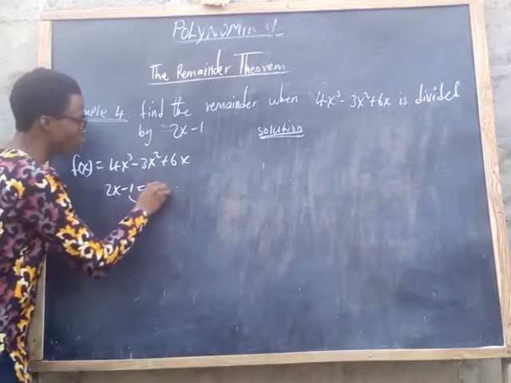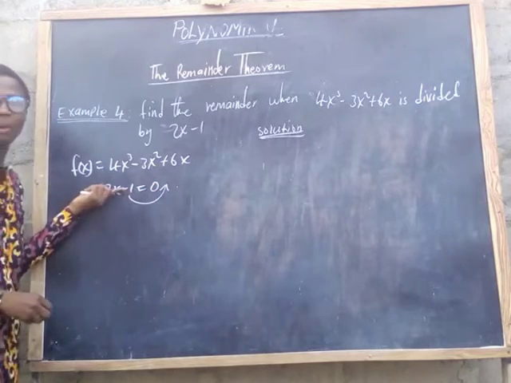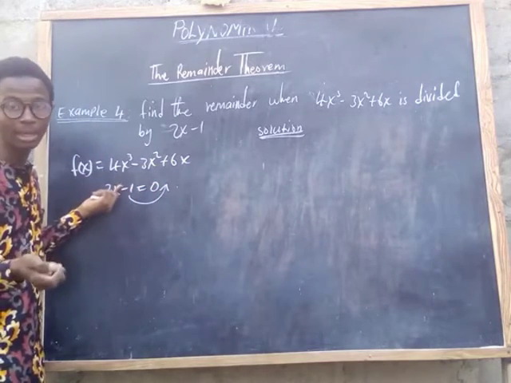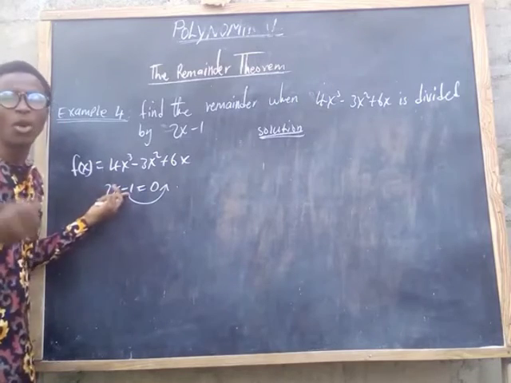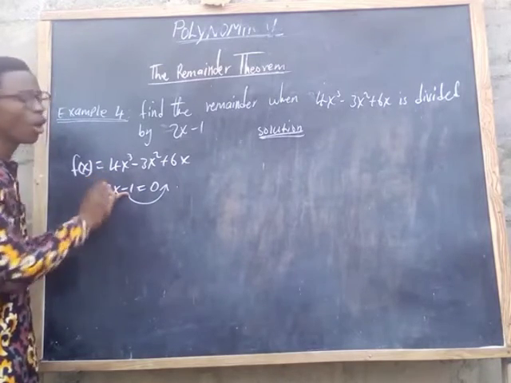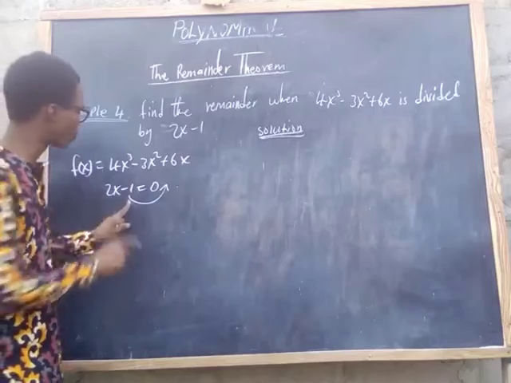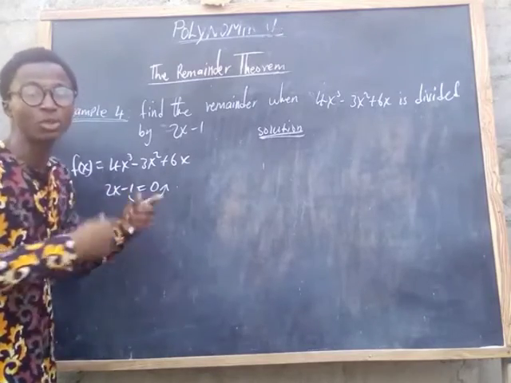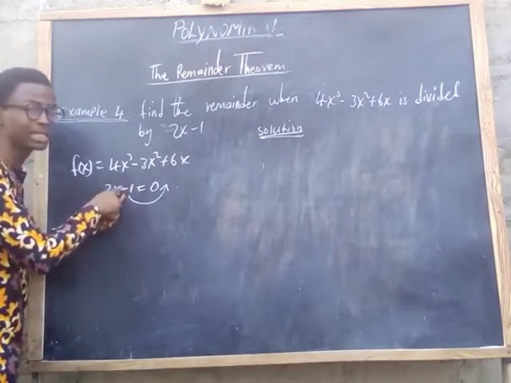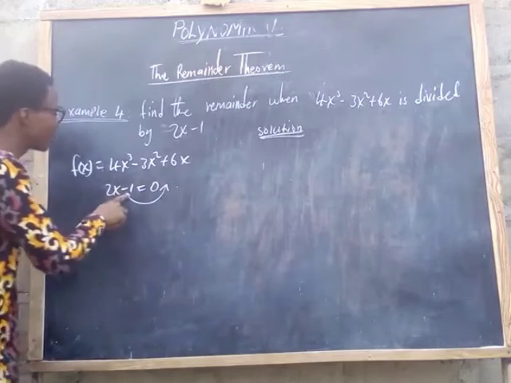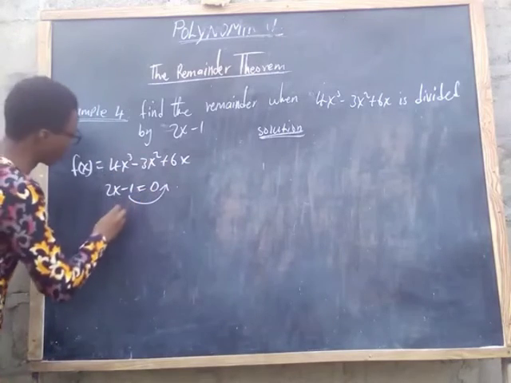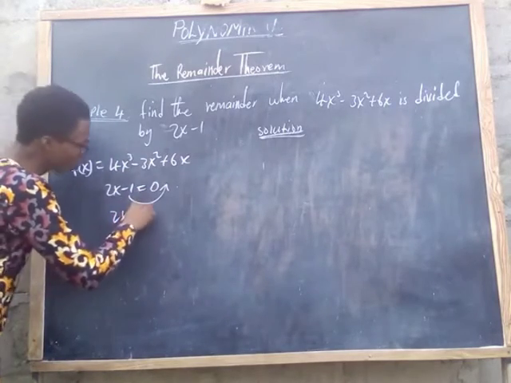What's next? You transpose. Remember, while I was solving examples 1, 2, and 3, I told you that anytime you are transposing, the sign will change. If it is positive, it changes to negative. If it is negative, it changes to positive. So here it is negative, so now it will change to positive. We say 2x equals 1.